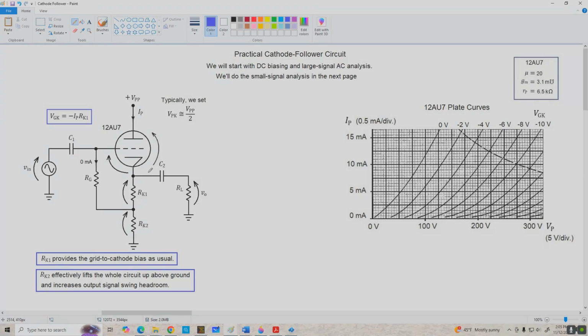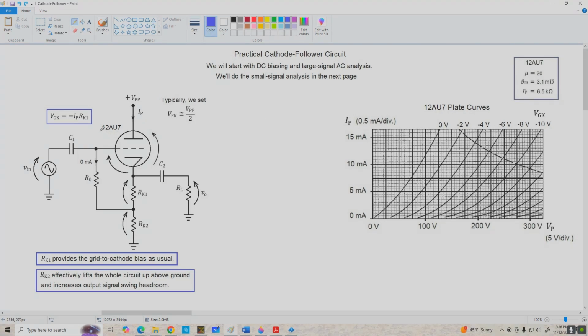Now, if we want to be really precise, the drop from plate to cathode, VPK, is going to be VPP minus the drop across RK1 plus the drop across RK2. But usually the drop on RK1 is only going to be a few volts, so it really isn't going to make much difference. Most of the voltage drop down here is across RK2. Now, the best way to get a handle on how this circuit works is to just sit down and design it, so that's what we're going to do next.